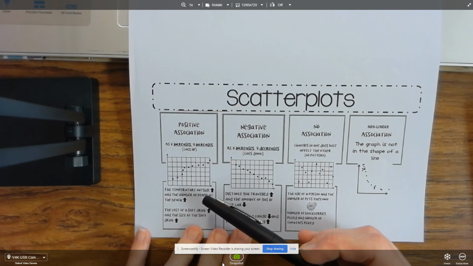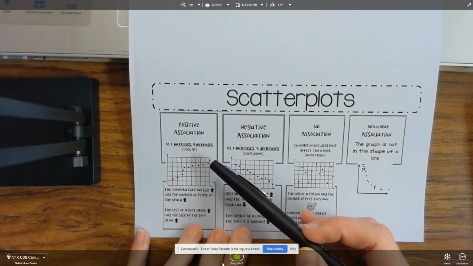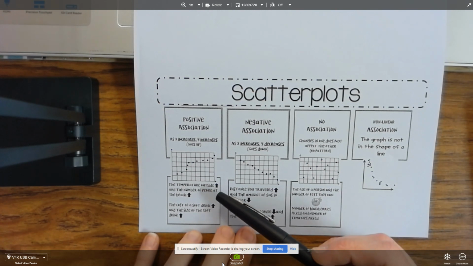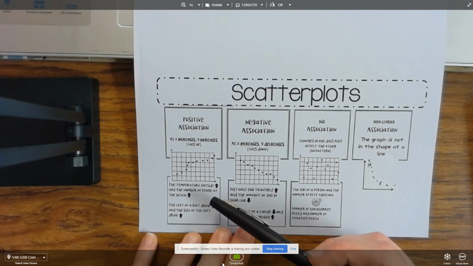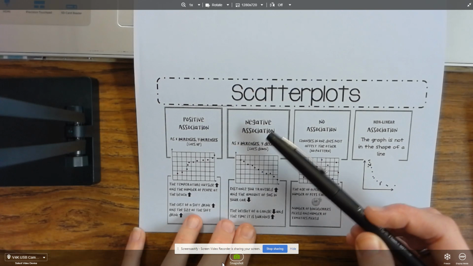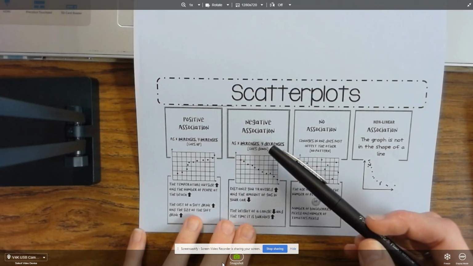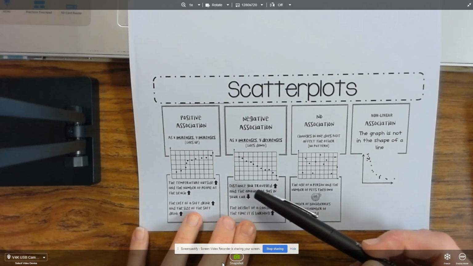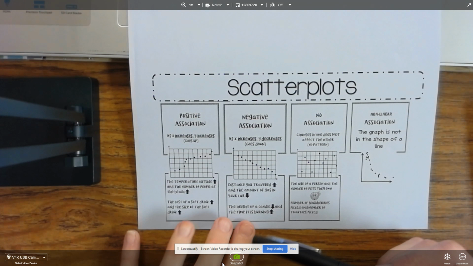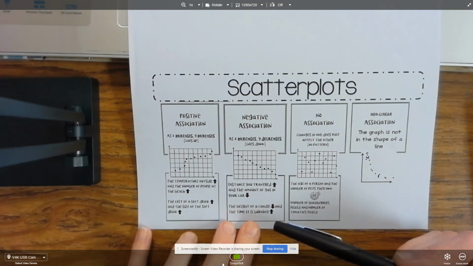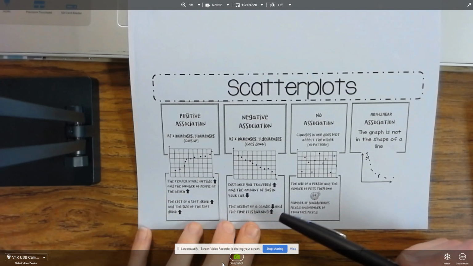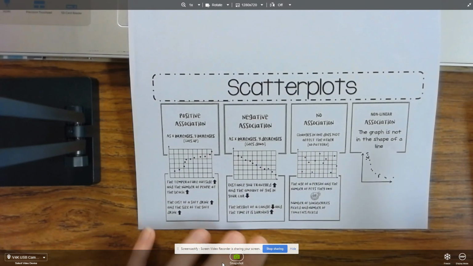So as the temperature outside increases, the number of people at the beach increases. The cost of a soft drink increases and the size of the soft drink increases. Negative association is as x increases, y decreases, or it goes down, so this one goes downhill. So the distance you traveled increases and the amount of gas in your car decreases. The height of a candle decreases and the time it's burning increases. So the longer a candle burns, the smaller and smaller that candle is going to get.